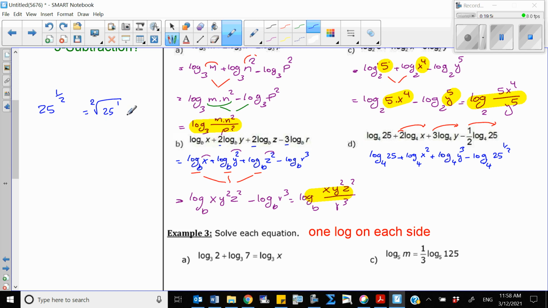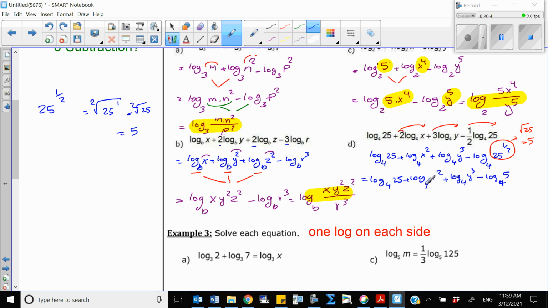Now, this is basically square root of 25, and what is square root of 25? It's just 5. So this one that you see here can be written as square root of 25, which is just 5. Okay, so I'm going to rewrite this as log base 4 25 x squared plus log base 4 of y to the 3 minus log base 4 of 5.